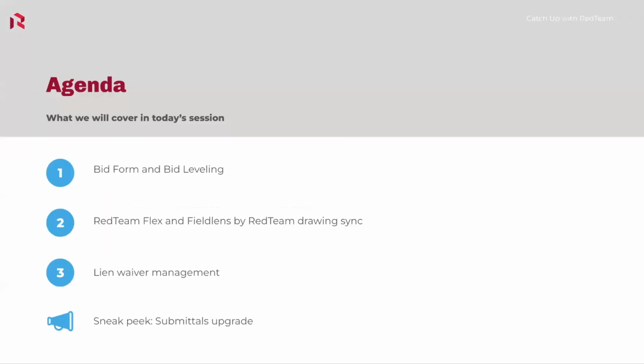The agenda that we're going to be going over is the bid form and bid leveling. We're going to be talking about some new pre-con features, and then Red Team Flex and Field, a feature you're already using with Field. If not, you can find out more about how you could. And then finally, the lien waiver management. I'll be covering a little bit about the new features available for managing your lien waivers and lien law documents. And then finally, the submittals. We're going to have Nicole join and give us a little bit of a sneak peek on those items as well. Turn it over to Neil and let Neil share a little bit more about these features.